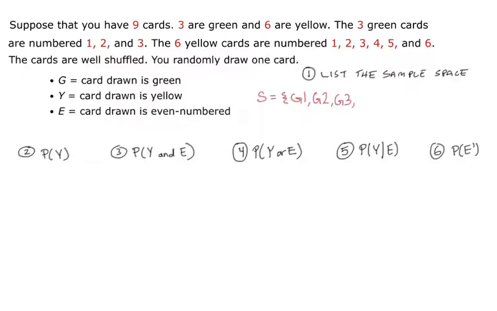Okay, so the sample space here is going to be that you could get a green with the number 1, a green with the number 2, or a green with the number 3, because there's 3 green cards here. And then we could also get the yellows, and there are 6 of those. So the sample space would be that you get G1, G2, G3, Y1, Y2, all the way up to Y6. Probability of Y here is going to be, well, there's 6 yellow cards out of the entire sample space, which is 9. So 6 over 9, and that's going to give us about 0.6667 there.